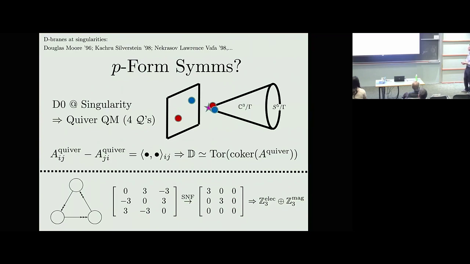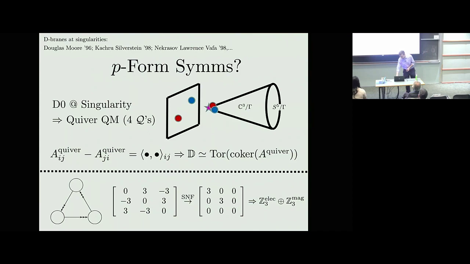So basically the upshot of this is that the world volume theory of a probe D0 brane, looking at this kind of singularity, knows about the electric and magnetic one-form symmetries. And we can actually relate this again directly to the homology of the boundary space. Okay, now this was all in the context of type 2A. There's a very similar story you can tell if we switch over to type 2B.